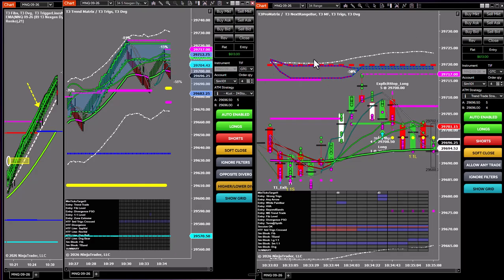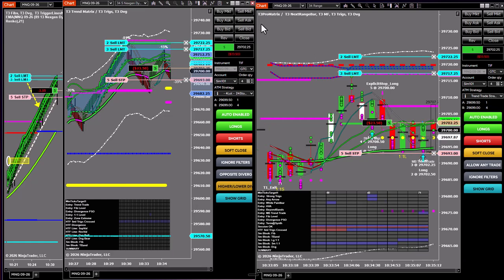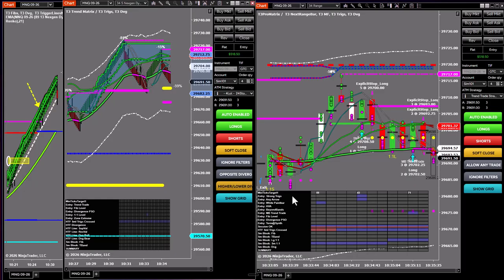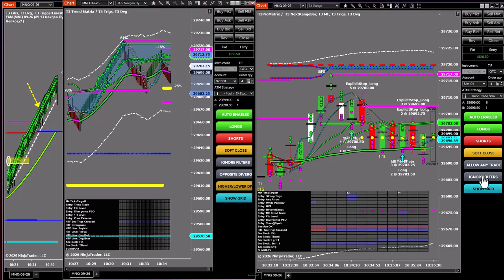Could you go over strategy settings? Sure, absolutely. Did I change the bars under the indicators? I don't understand that one, Pinsky. I'm not sure what that means.